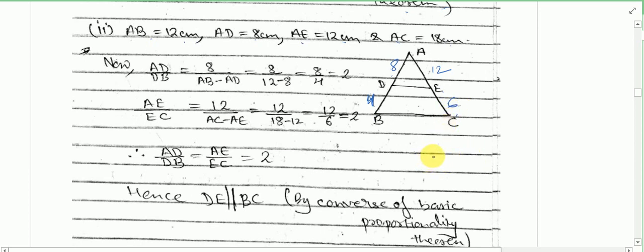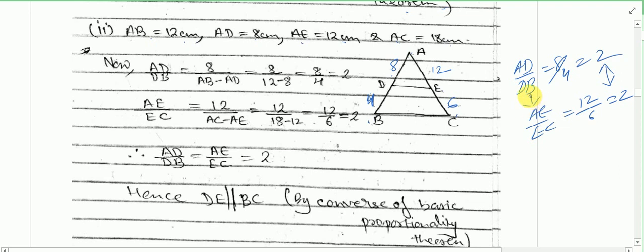Now here you can see that AD upon DB will be how much? 8 by 4, that is 2, and AE upon EC will be 12 by 6, that is 2. Equal? Yes. So therefore this DE will be parallel to BC. So here we observe that AD upon DB will be 2, AE upon EC will be 2. So therefore AD upon DB is equal to AE upon EC equal to 2. Hence DE is parallel to BC. The reason is converse of basic proportionality theorem. Clear?